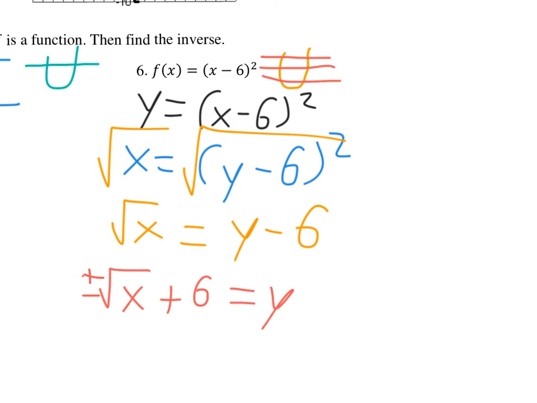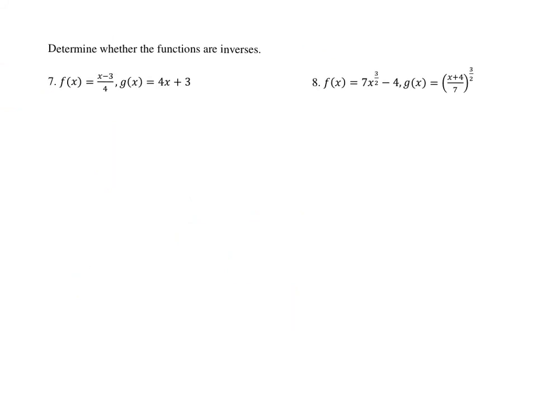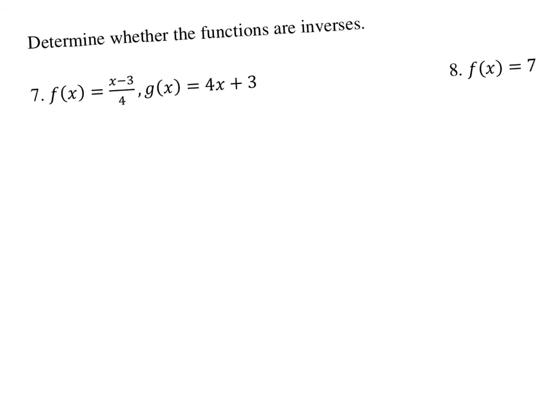line test. Moving right along, numbers 7 and 8, we want to determine whether the functions are inverses. There are two ways we can do this. Number 7 is an excellent way of showing the algebraic way of identifying inverses, whereas number 8 is an excellent way of showing the pre-calculus version using function notation, using some of the function operations that we talked about in 6.5. So we'll go to number 7 first.